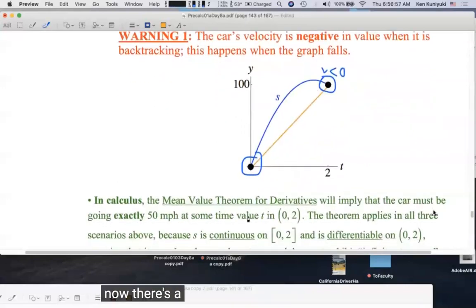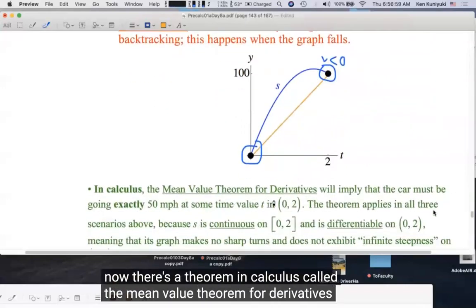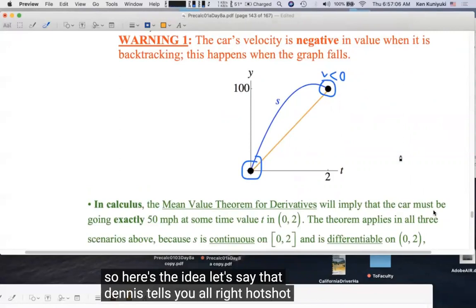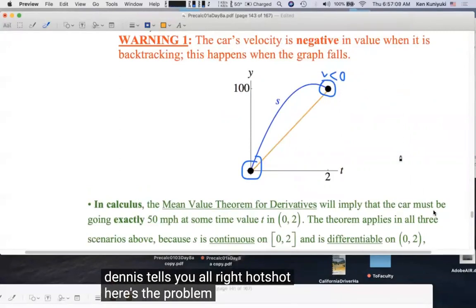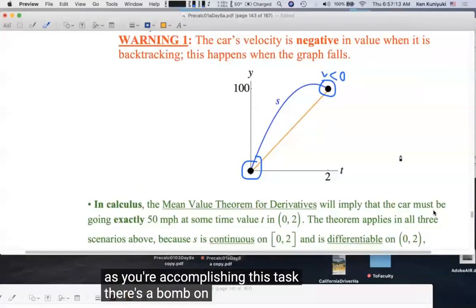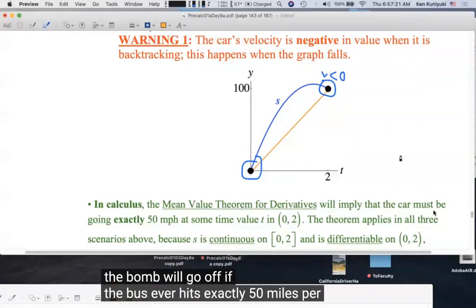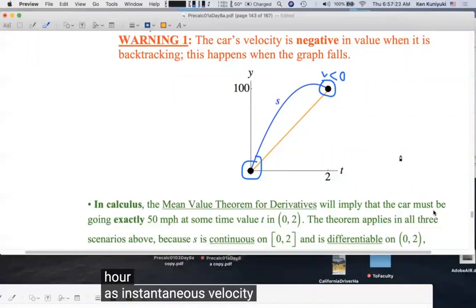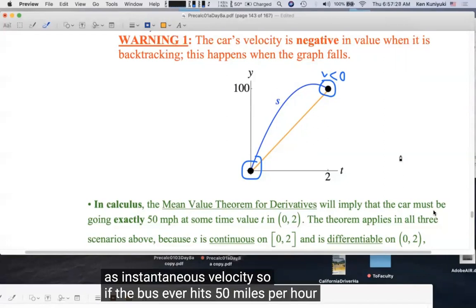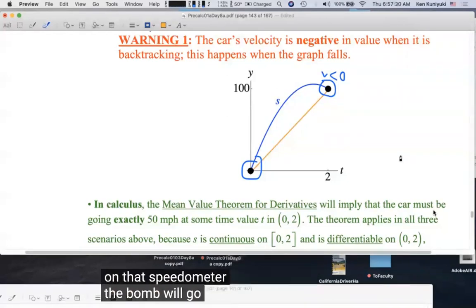Now, there's a theorem in calculus called the mean value theorem for derivatives. So here's the idea. Let's say that Dennis tells you, all right, hotshot, here's the problem. As you're accomplishing this task, there's a bomb on the bus. The bomb will go off if the bus ever hits exactly 50 miles per hour as instantaneous velocity. So if the bus ever hits 50 miles per hour on that speedometer, the bomb will go off.